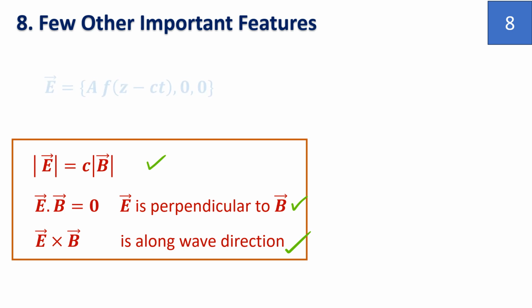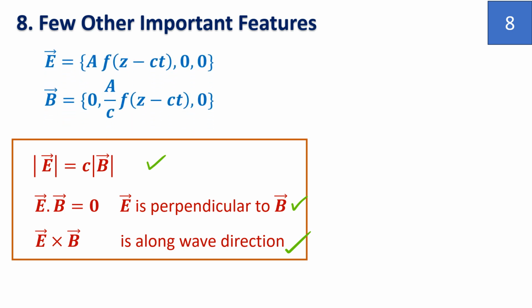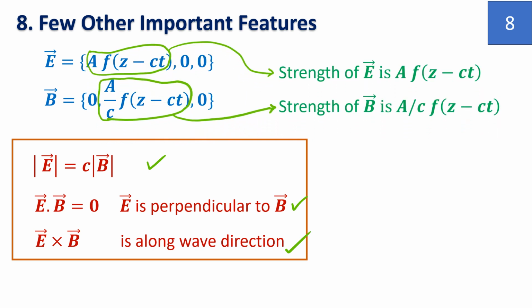Let us use the general wave function that we have been dealing with in the previous slide. We see that the strength of E is c times B. Let us say they are proportionate. The bigger the electric field, the bigger the magnetic field. Next, we see that electric field E is in the x direction and magnetic field B is in the y direction. We like to conclude that E is always perpendicular to B.